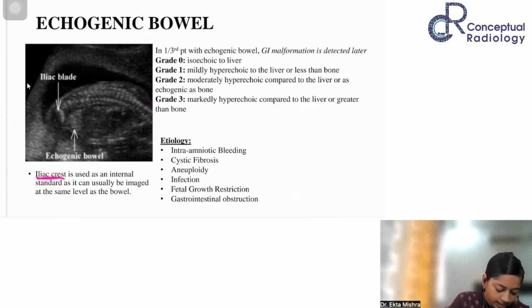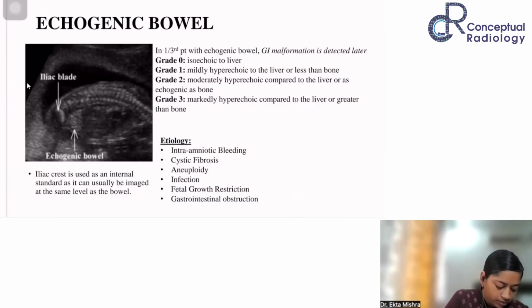So iliac crest, as someone rightly pointed out, is the internal standard. Why is it the standard? Because you can compare the bowel and the iliac bone side by side. So it's at the same level of the bowel. But the comparison is with bone. So the gold standard is bone. It can be iliac bone or spine. That is not a problem.